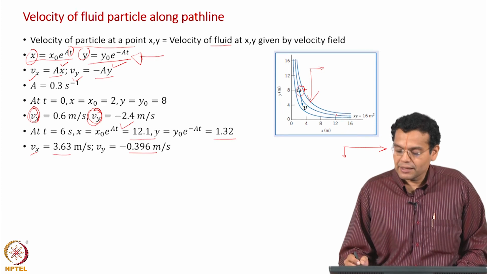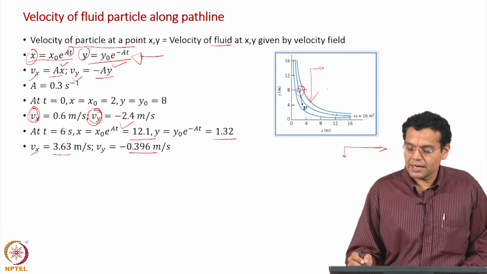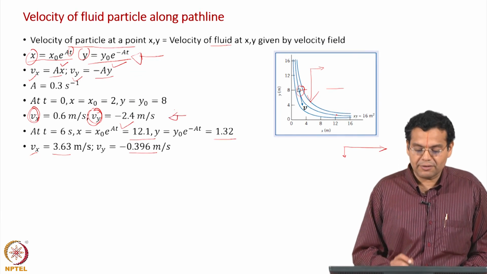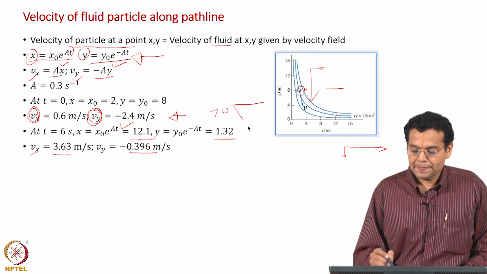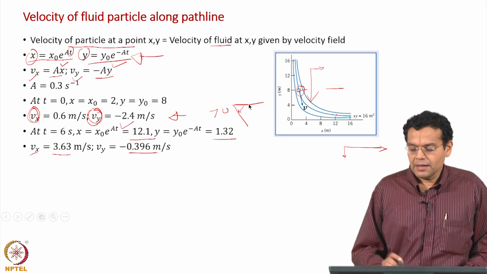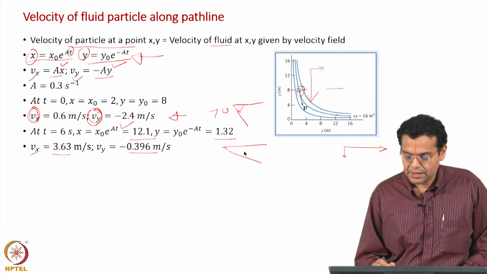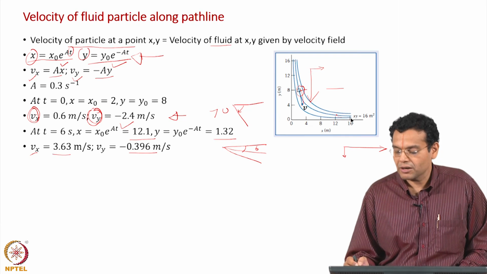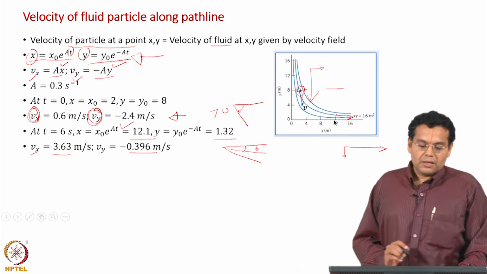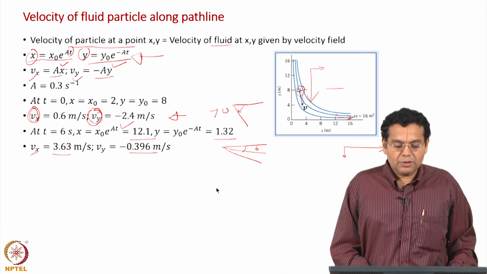That is why, in terms of angle, in this particular case the velocity vector would make roughly about 70 or 75 degrees with the x axis, but here the velocity vector would make just roughly about 6 degrees. And that is why the particle moves in this direction here, and here it is moving along this direction.